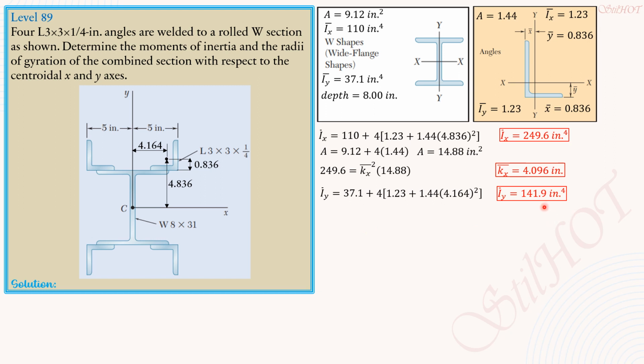Then we equate that to k barred y square area. So 141.9 equals k barred y square area 14.88. So k barred y is equal to 3.088 inches.